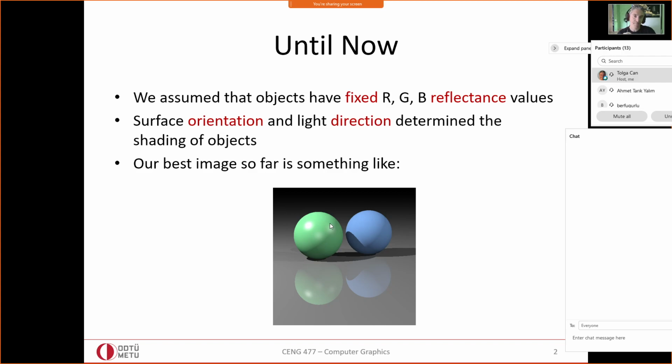How can we get some pixel colors from the texture image and use them as reflectance coefficients of a virtual surface point? All right, so this is the idea, and we are going to see how we can do this mapping.